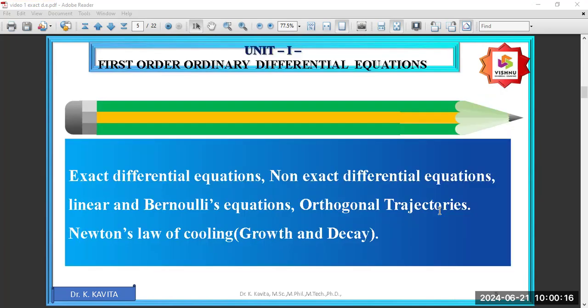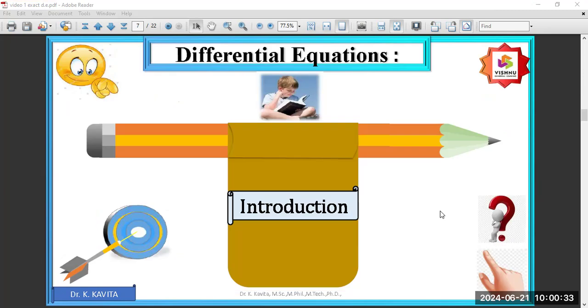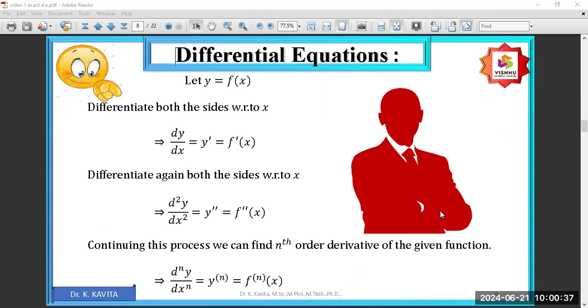Let me start with unit 1, first order differential equations. In this, the contents are differential equations, exact and non-exact differential equations, linear, Bernoulli, orthogonal trajectories, and Newton's law of cooling, growth and decay are the applications. First we'll see the differential equations introduction.